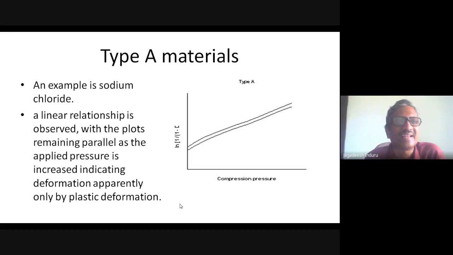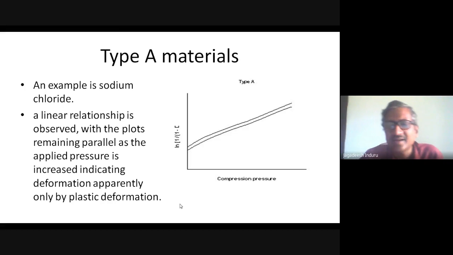A linear relationship is observed with the plots remaining parallel as the applied force is increased, indicating that deformation occurs apparently by plastic deformation. There is no elastic deformation region in this. The material is behaving as a brittle material, and it is undergoing plastic deformation. So this is what is called the type A material.